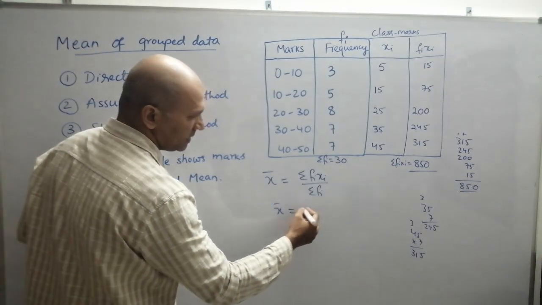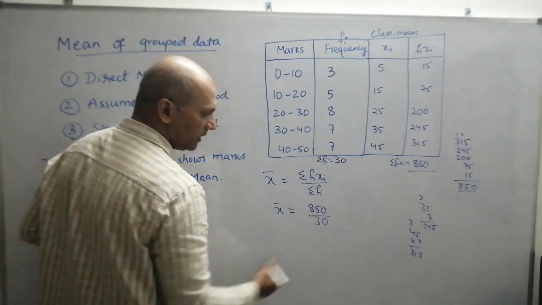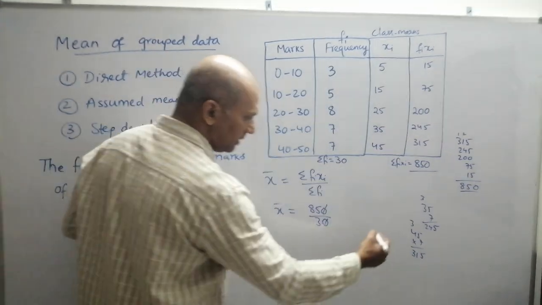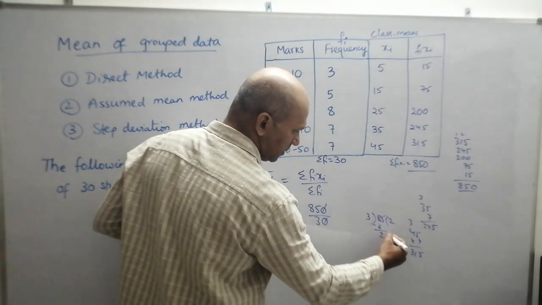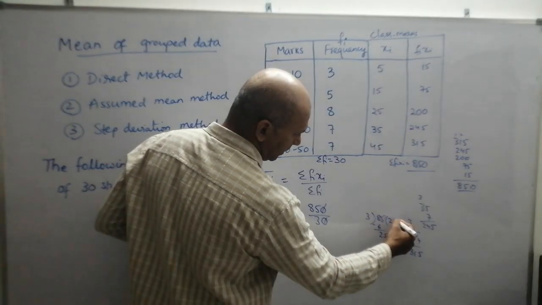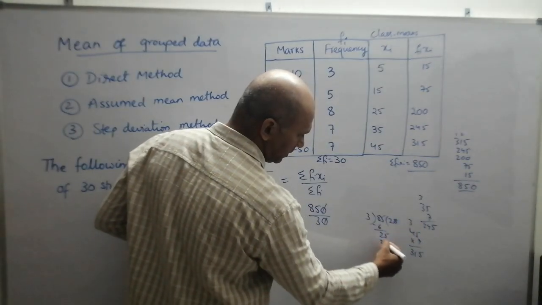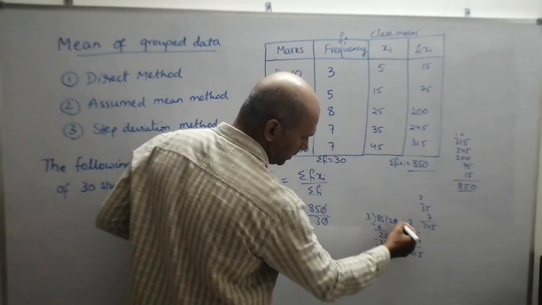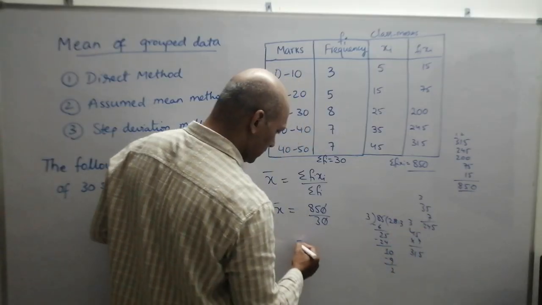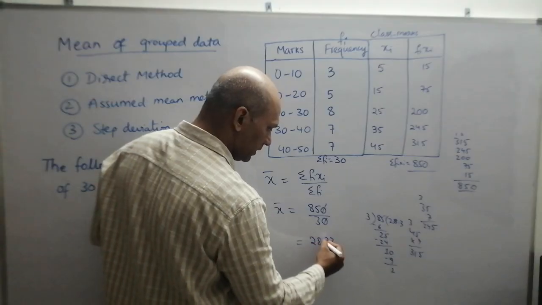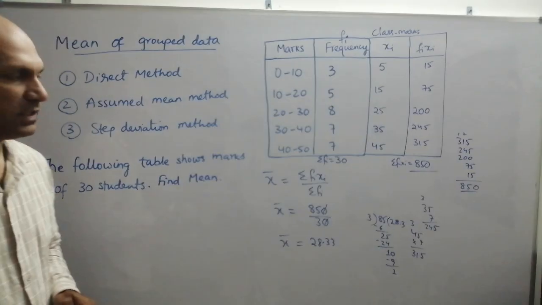So x bar, that is our mean, will be equal to 850 divided by 30. So the 0s will get cancelled. 85 divided by 3. This will be 28.33 and it will continue. Okay. So our mean is 28.33.